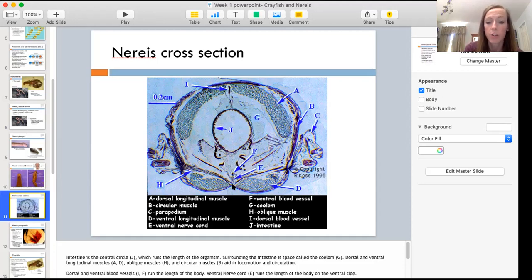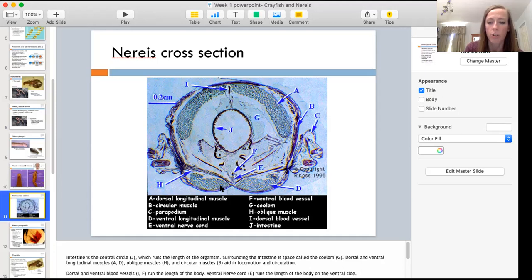And then you also have two other muscle groups. They're not running longitudinally though. H here is our oblique muscle. Okay, so you got that branch sort of starting in the middle along the ventral midline and extending to the sides, both sides, the oblique muscles.